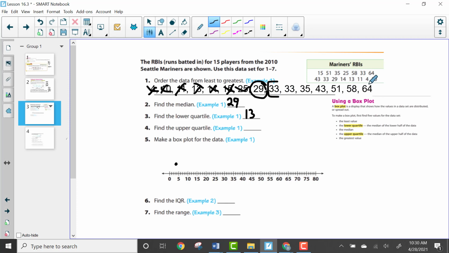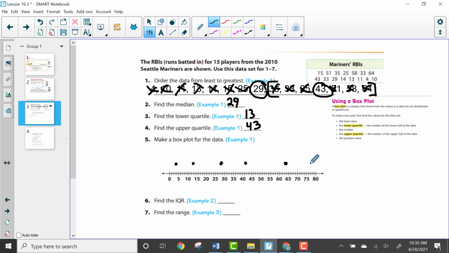So to find my upper quartile, and I should be plotting these on here. My apologies. Let's do that together. So 13, the median is 29, and then upper quartile, let's find that together. That's going to be 43. So let's plot that on our line as well. Upper quartile here. And then we need to find our greatest number right here, which is 64, and make our point there.